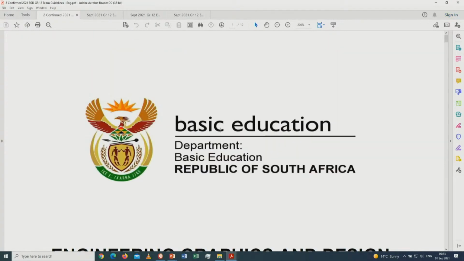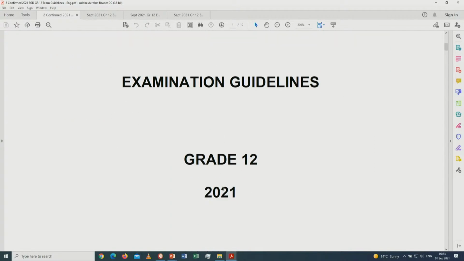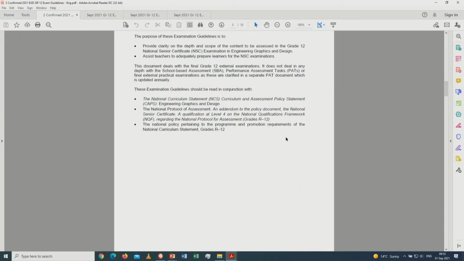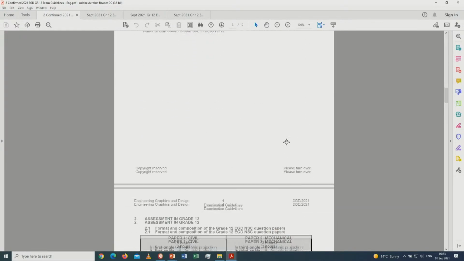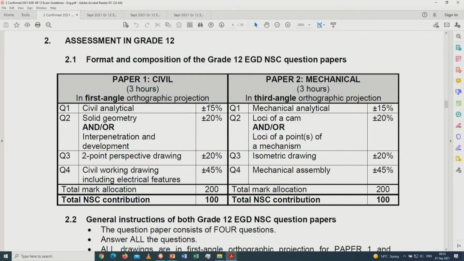Then, if we go to this portion over here, this is your examination guidelines. The latest one is 2021. You have to go through it and familiarize yourself with the guidelines, what they say, all the content that is important over here. So it's important to make sure that you are familiar with the content. This is for grade 12, of course. Only solid geometry, only interpretation developments, only CAMs, and only loci of mechanisms.